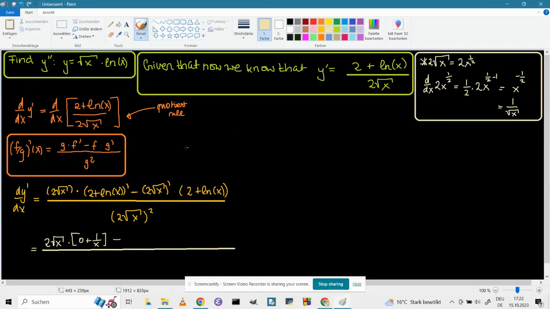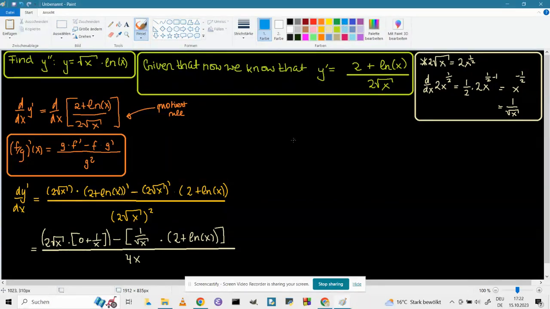Okay, now we are going to plug that in, and we're going to remember to put that in brackets. This all needs to be in brackets. We all need to remember that one side is being subtracted from the other side here. So this is going to be 1 over the square root of x, which is this right here, times 2 plus ln x. And that's all going to be over 4x.